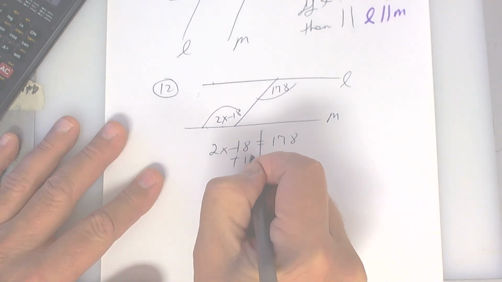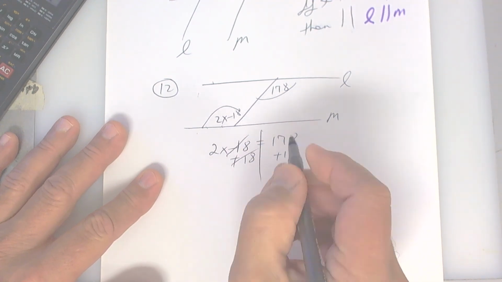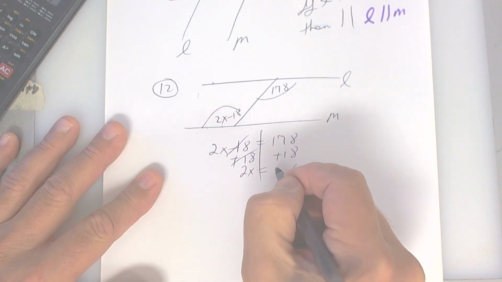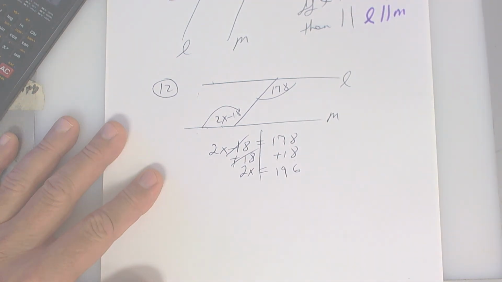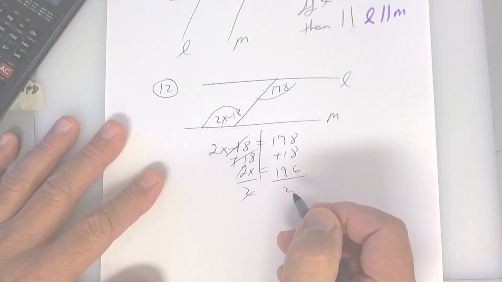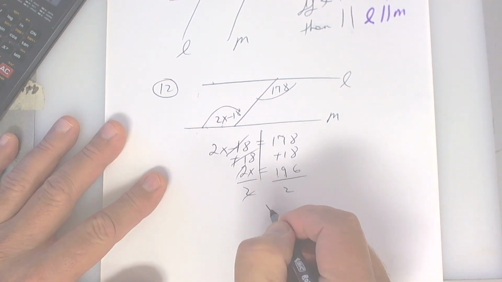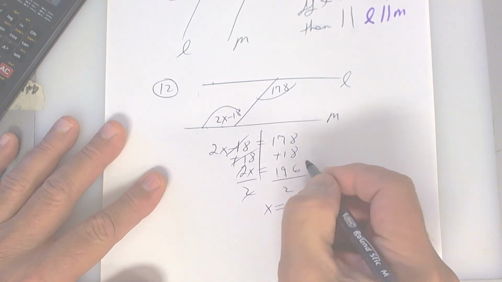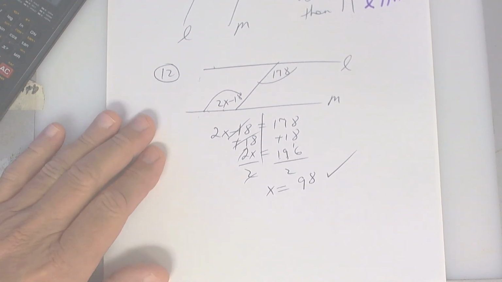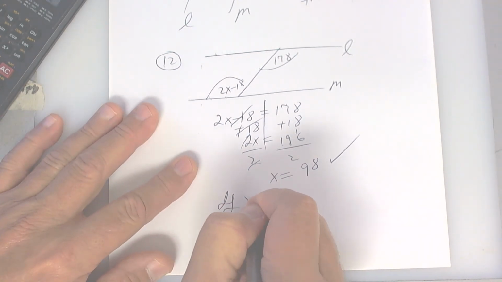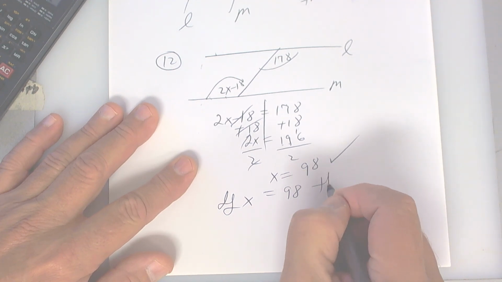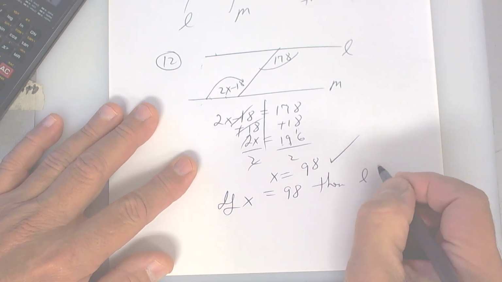So you want to add 18 to both sides. So you're going to get 2X is equal to, that's 196, I guess it is. You can use your calculator. Divide by 2. Half of 18 is 9, so it's going to be X equals 9 with a 1. I think it's 98. So, and here's how you write this, if X is equal to 98, then L is parallel to M.